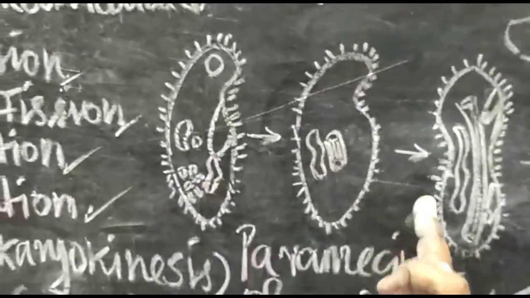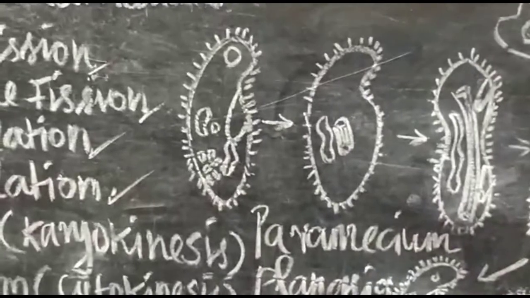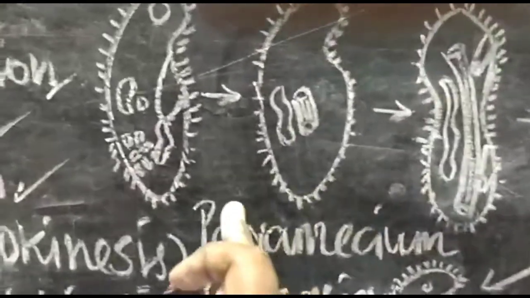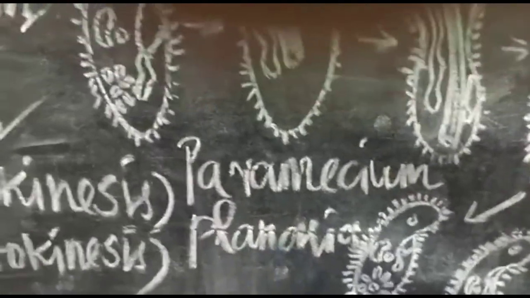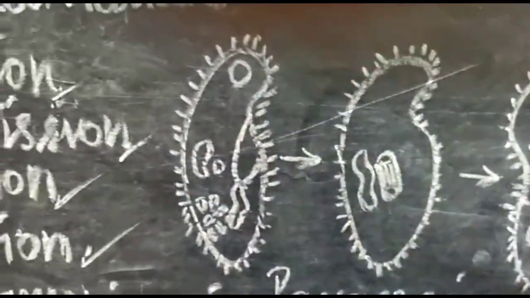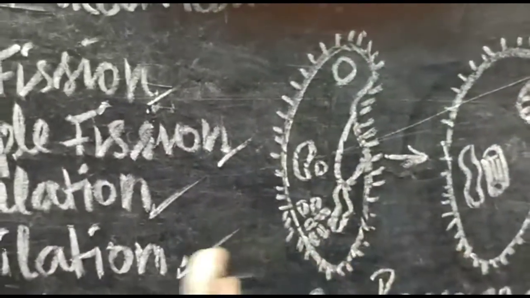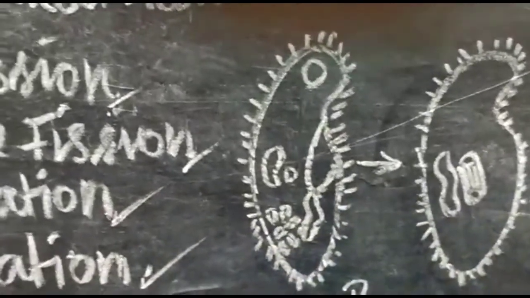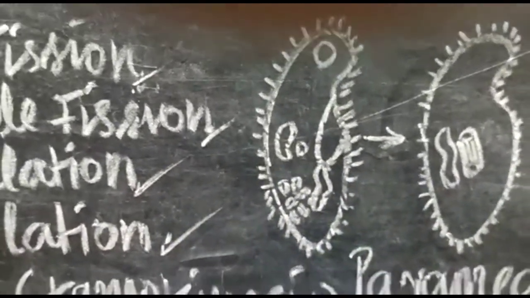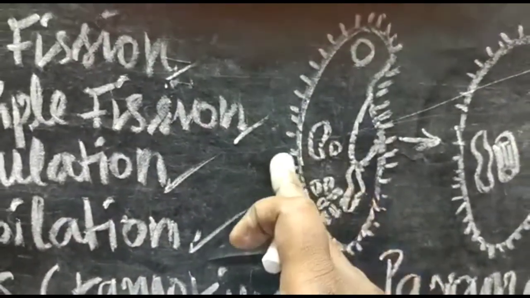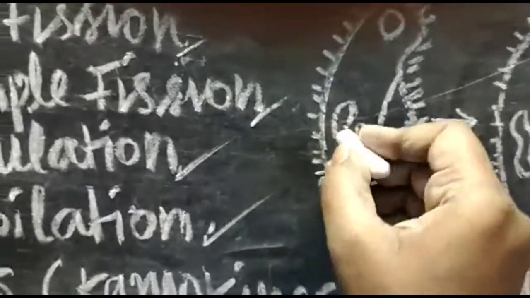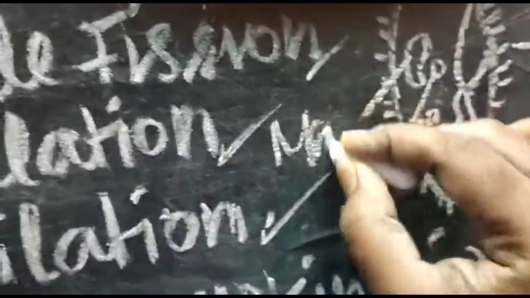transverse binary fission. Good examples of transverse binary fission are Paramecium and Planaria. This is the structure of Paramecium. The plan of division runs along the transverse axis. Paramecium has a macronucleus and a micronucleus.